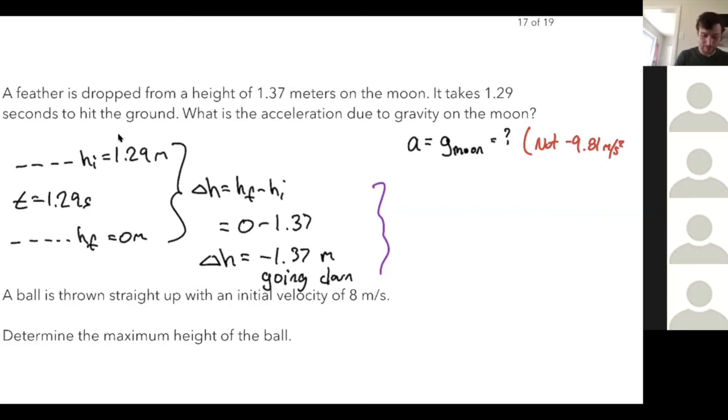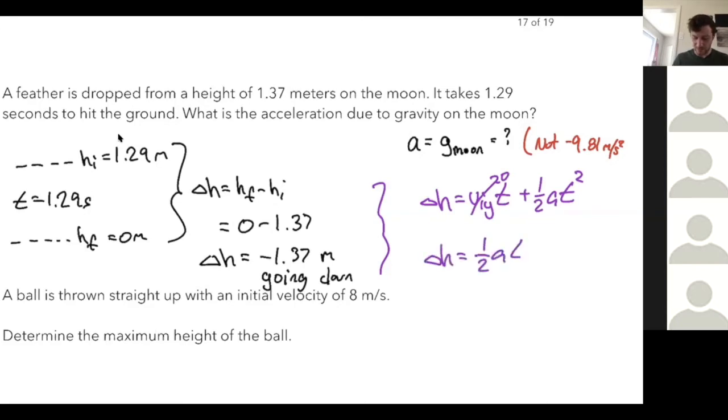We're having fun. So we know our change in height, delta H equals v_i t plus 1/2 a t squared. If you are comfortable with this stuff, you don't even have to write the initial velocity. If you know it's starting from rest, that's totally cool. Just get rid of it. Delta H is equal to 1/2 a t squared. We are solving for acceleration, so we need to multiply by 2 and divide by our time squared.